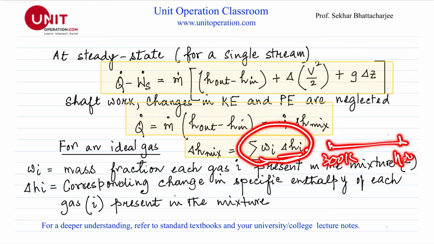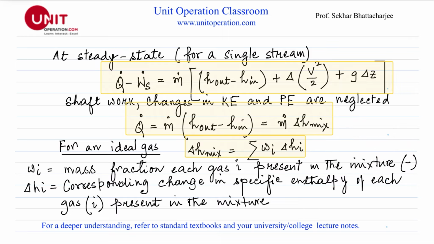So we calculate the value of delta H for helium to go from 300 to 400 Kelvin. We calculate the change in enthalpy of the argon going from 300 to 400 Kelvin, and we multiply these two values by the mass fraction of each component. That gives you the value of change in enthalpy of the mixture.